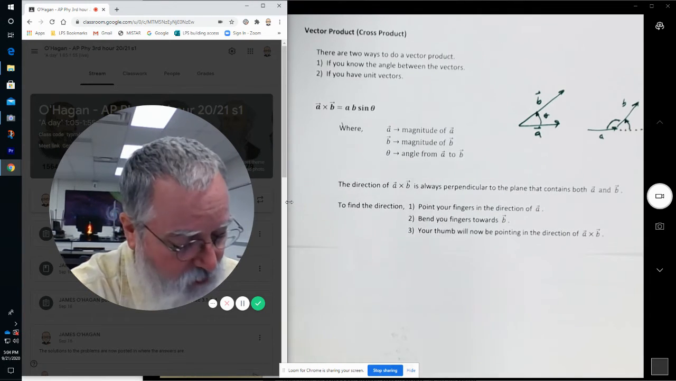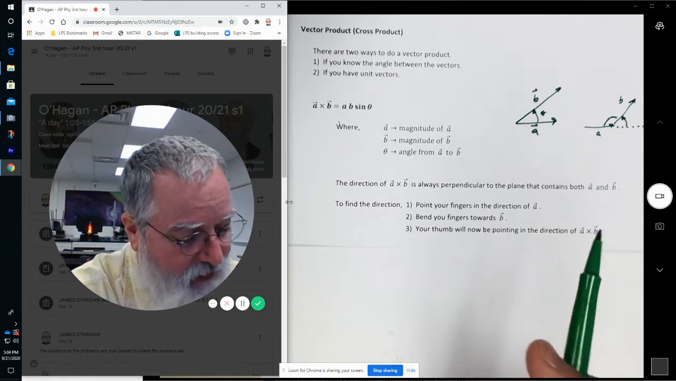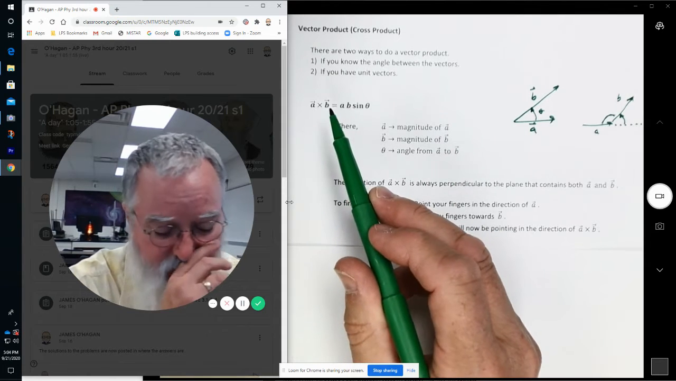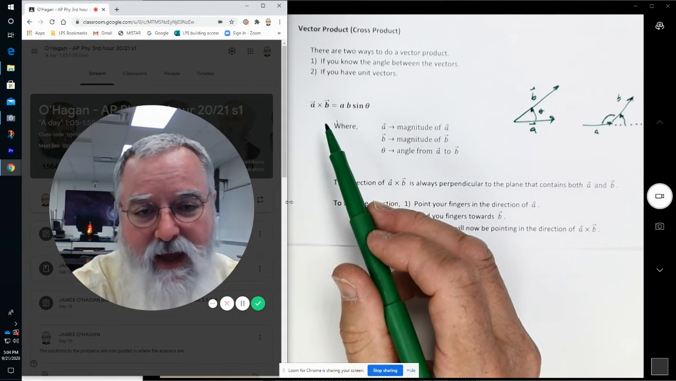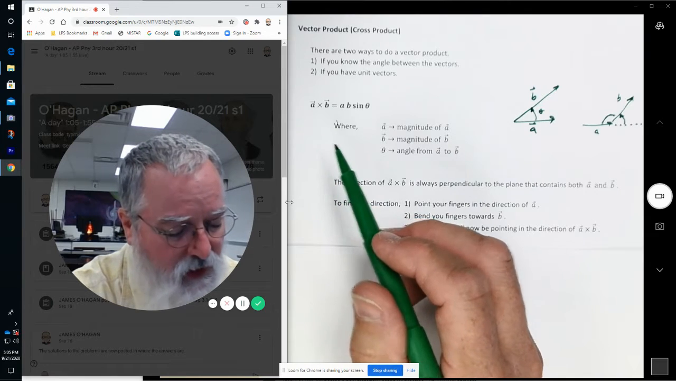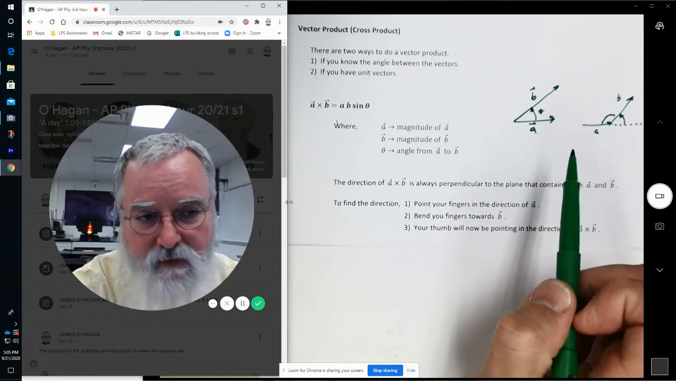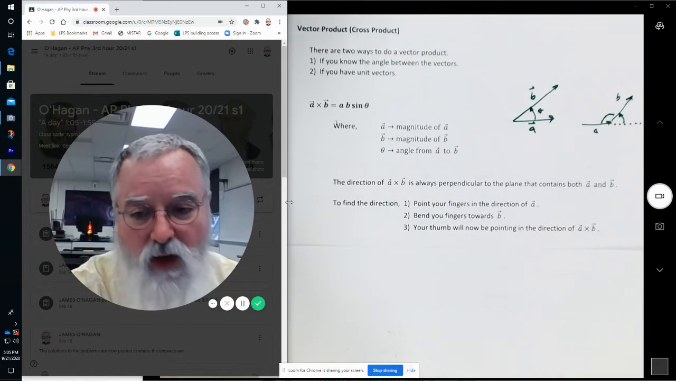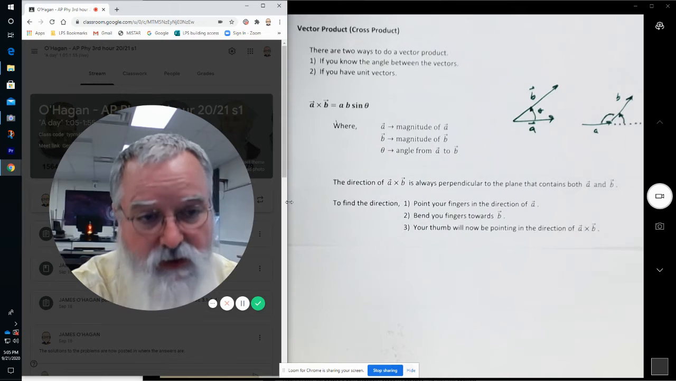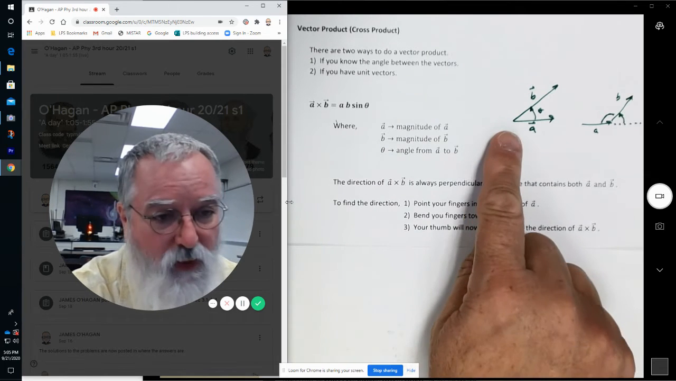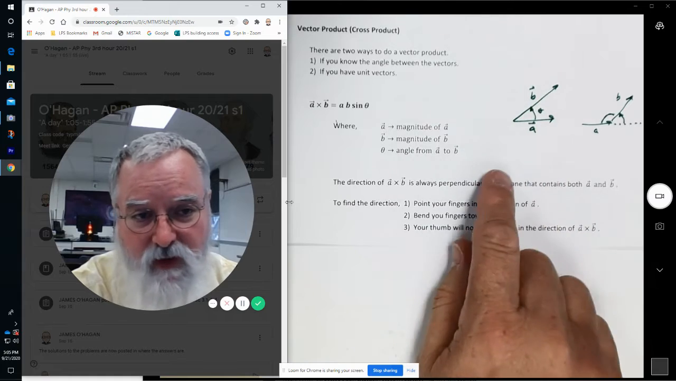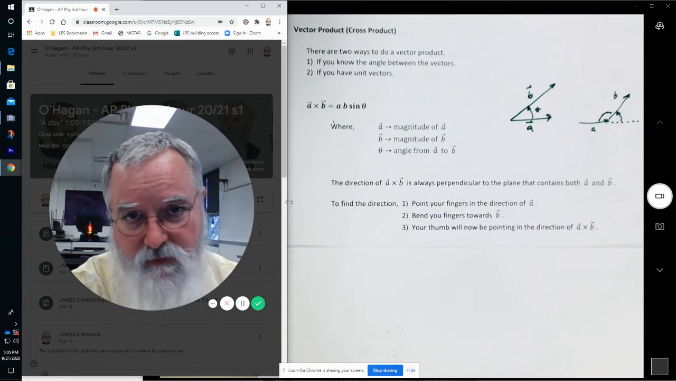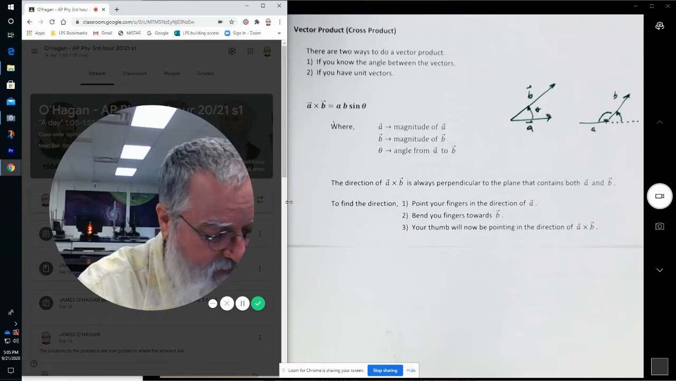the right-hand rule. But before we even get to the right-hand rule, I want to let you know that the direction of this cross product, A cross B, is always going to be at a right angle to the plane that contains A and B. In this case, A and B are both on my sheet of paper. So the direction of this vector product is either going to be pointing up away from the sheet of paper, because that's at a right angle to this plane, or it's pointing down into the sheet of paper. That's the direction.